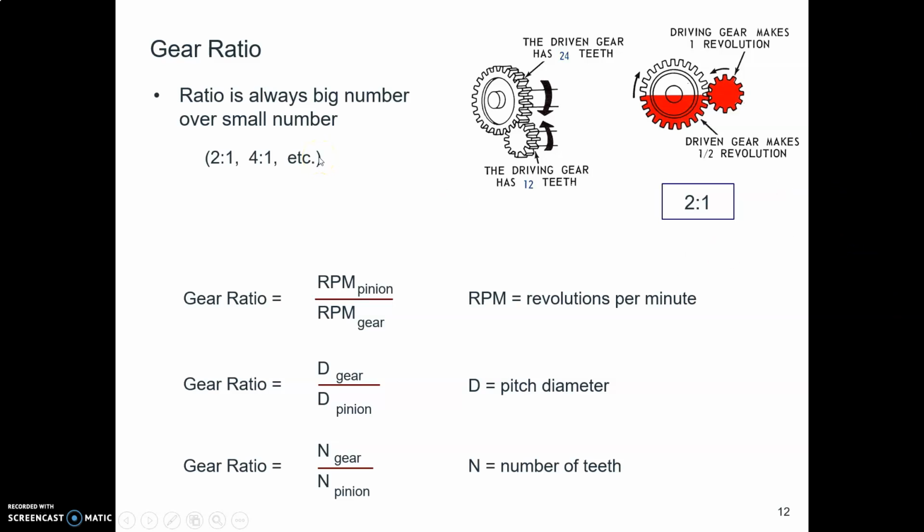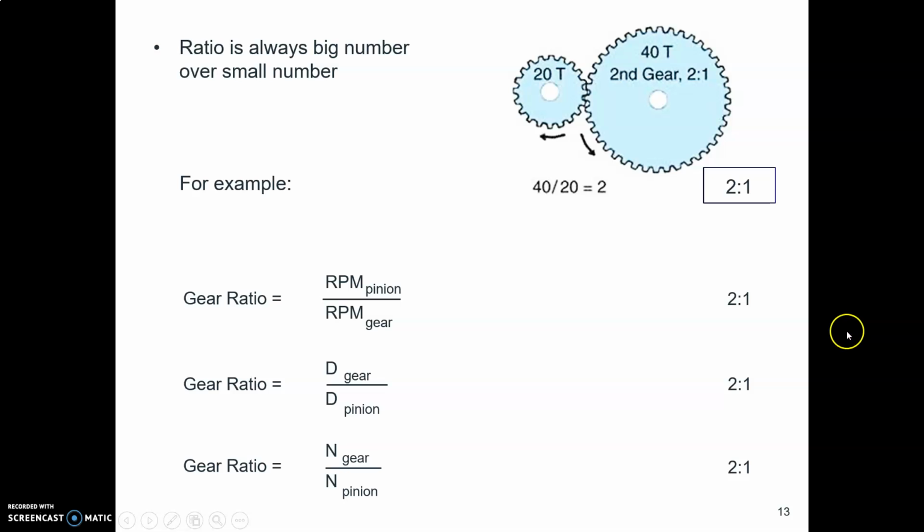And when you talk about the gear ratio, you always say the big number first, or big number over small number. So faster speed over slower, bigger diameter over smaller, more teeth over fewer teeth. For example, here's another gear train that is also a 2:1 gear ratio. It has 40 teeth on the big one and 20 teeth on the pinion, so that's 2:1.